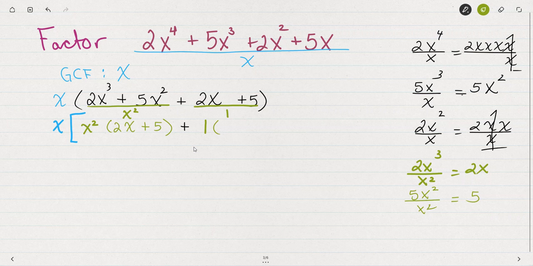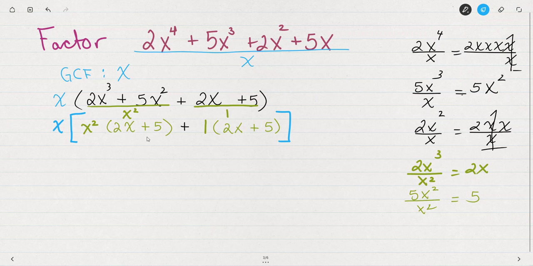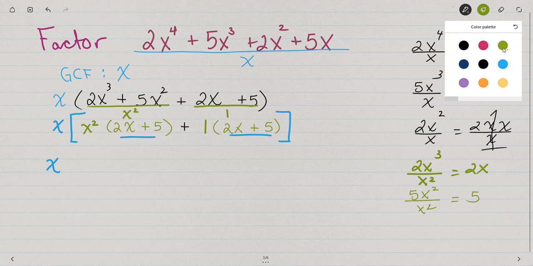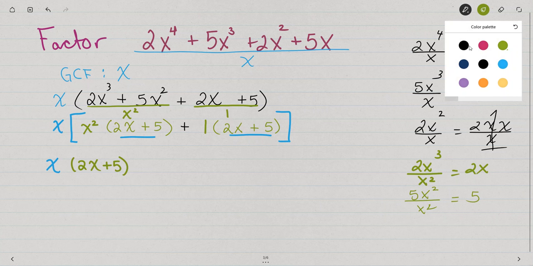The greatest common factor is 1. 2x divided by 1 is 2x. 5 divided by 1 is 5. And notice that we get a common factor of 2x plus 5 for each of those. So the last step is to take that 2x plus 5 from each of them. What does this look like? Don't lose the x. But then I'm going to take a 2x plus 5 and then look at what's left.